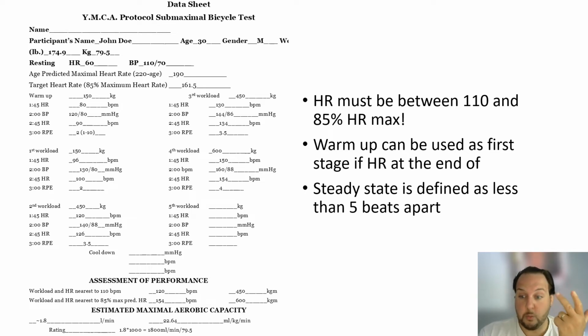And in our next workload, this would be a consecutive, right? Two consecutive, back to back. We also have heart rates that are within 110 and 85% heart rate max, and they're within 5 beats of each other. So at this point, we actually have all the data we need. We can terminate this test and get this person to cool down. I didn't throw cool down numbers in here because we don't use them in calculation.